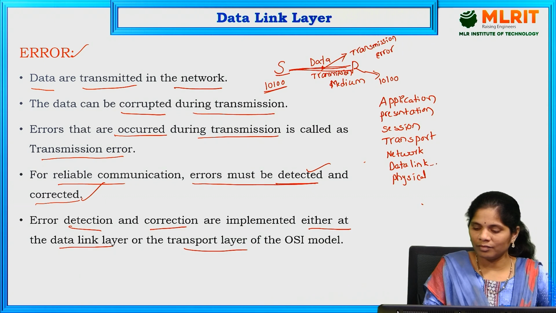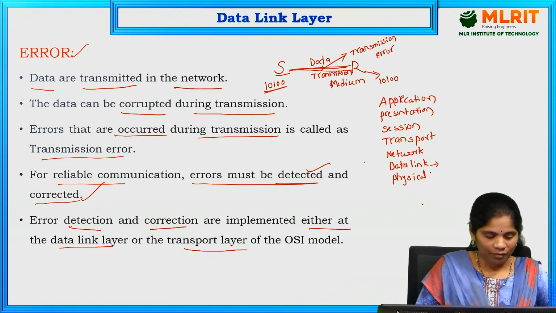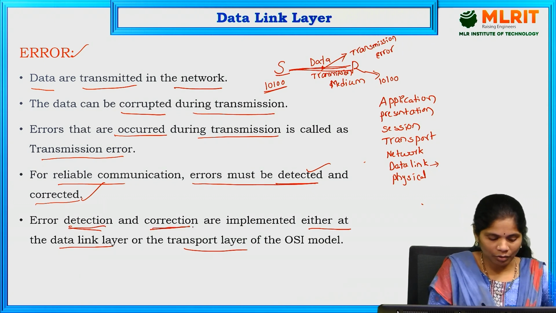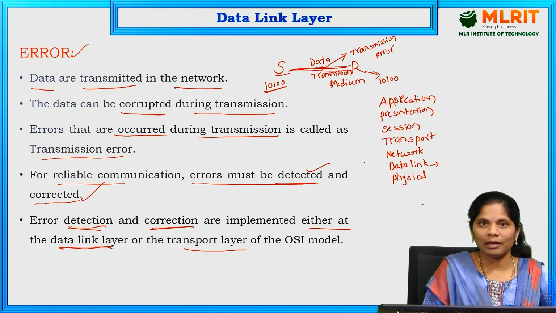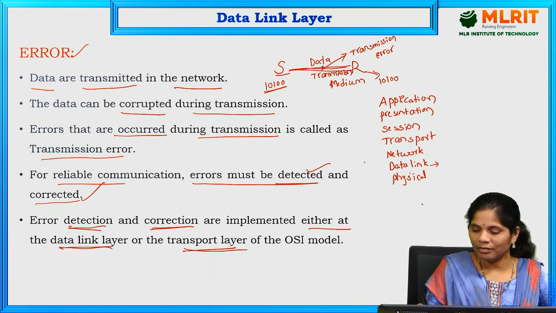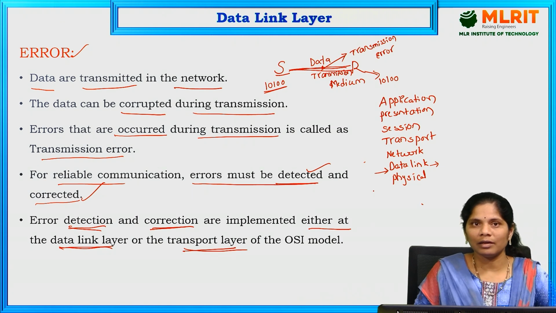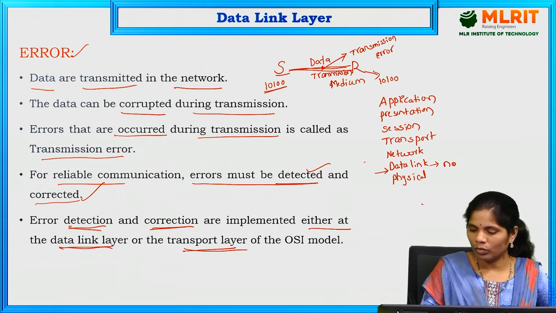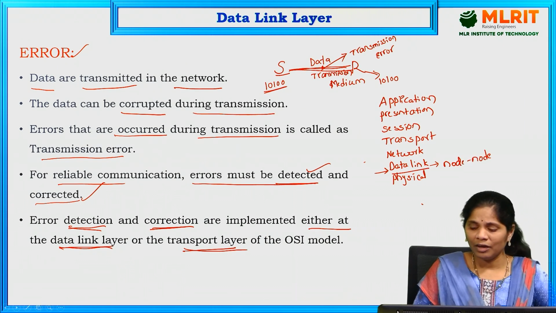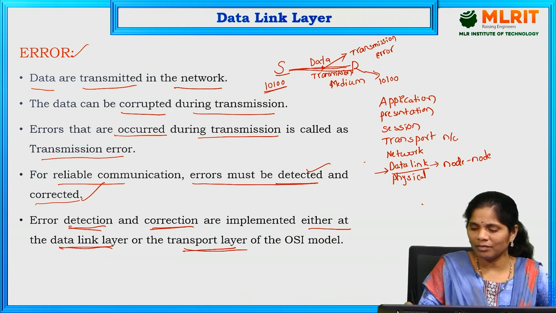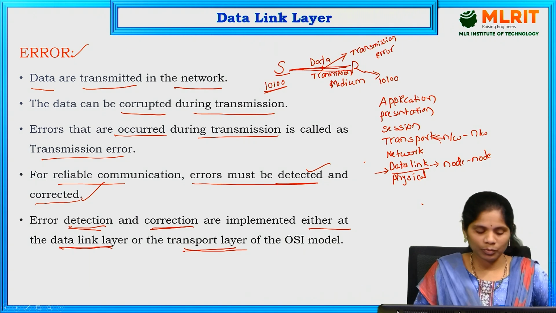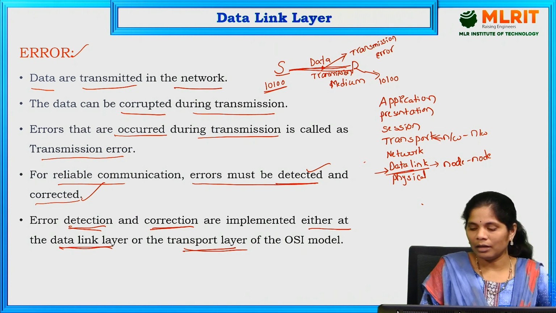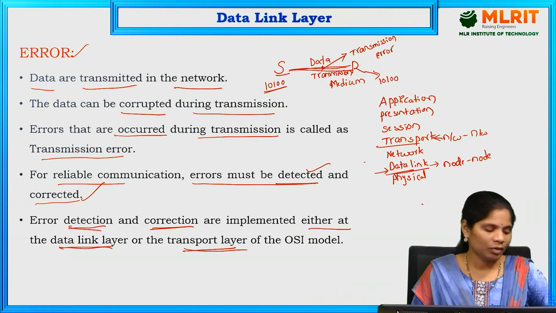Now we are discussing error control in the data link layer. Errors can be detected and corrected in 2 layers, the data link layer and the transport layer. If the error happens in node to node delivery, that comes under the data link layer. If the error is there in the network, that is going to be solved by the transport layer. That is in the OSI reference model.